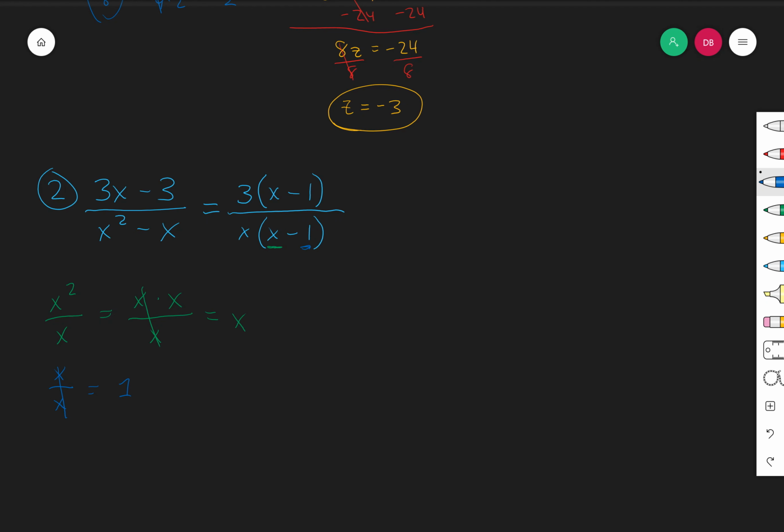Because remember, when I'm pulling out this x right here, or this 3 right here, I'm just dividing. So I divided 3x by 3. I divided negative 3 by 3. So that's all I'm doing when I'm pulling out a GCF.